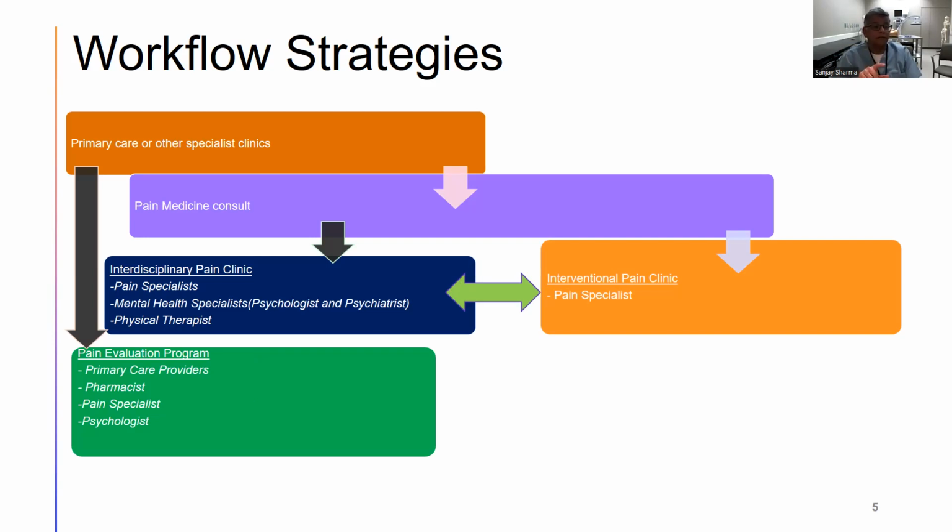Another place they can directly refer to us is the interdisciplinary pain clinic, which is staffed by pain specialists, mental health specialists, psychologists, psychiatrists, and physical therapists. It is very similar to the pain evaluation program, except that we do not have primary care here. It's solely pain medicine providers. The next thing, which is a very major section of our service, is the interventional pain clinic. Anybody can consult the interventional pain clinic, and it is run by pain specialists. We have nurses, fellows and residents here. We evaluate the patient and see what interventions we can do for them, and from time to time, we also consult the interdisciplinary pain clinic or the pain evaluation program to help us with medication management.